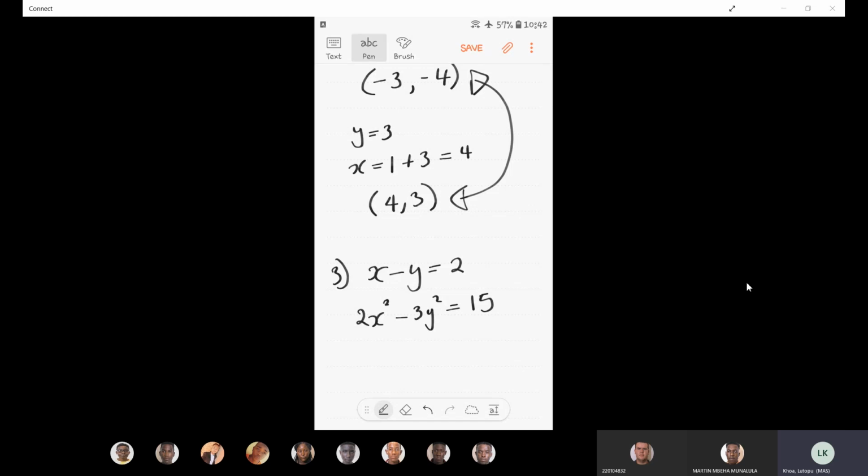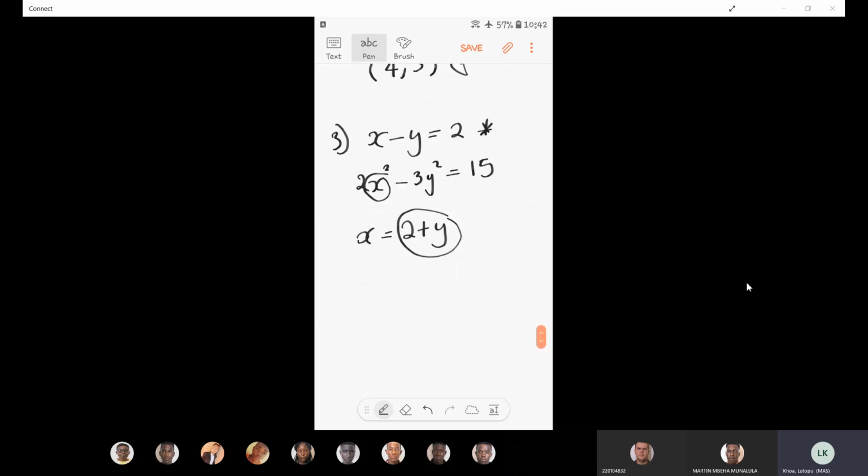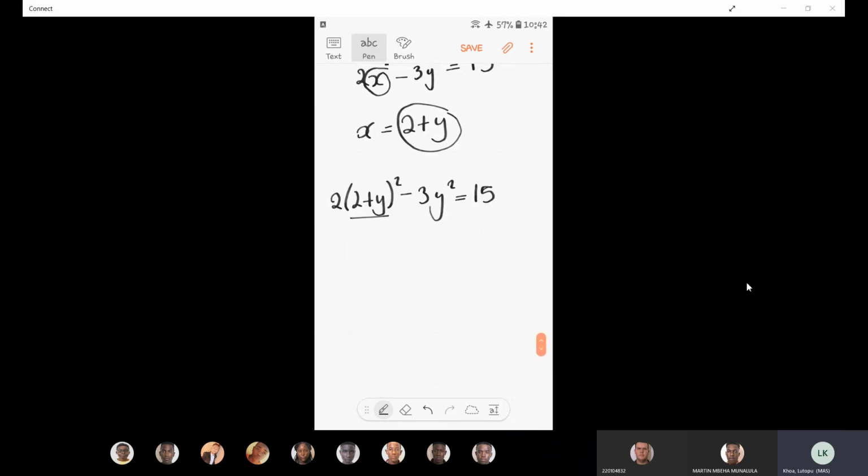Okay, so here, this time we have a linear and a quadratic equation. So from this first equation, I can make x the subject of the formula. So I will have x is equal to 2 plus y. And then this x over here, I will substitute it there, and then I will have one equation only in terms of y. And that's easy to solve. So I have 2 times (2 plus y) squared minus 3 times y squared, and this is equal to 15. Now remember, (2 plus y) squared, I'll do it over here.